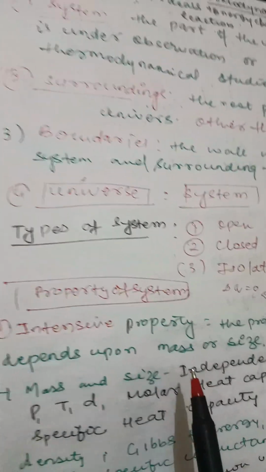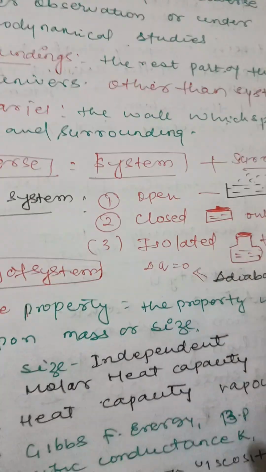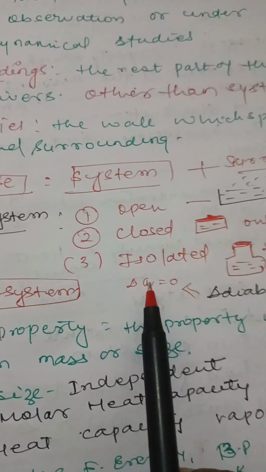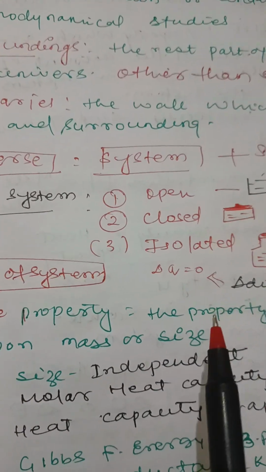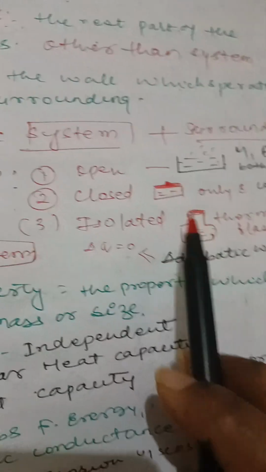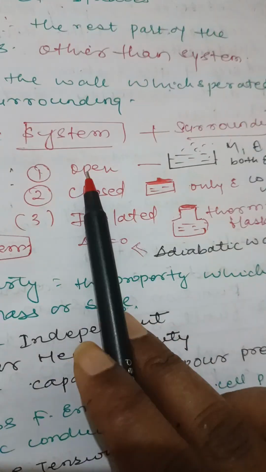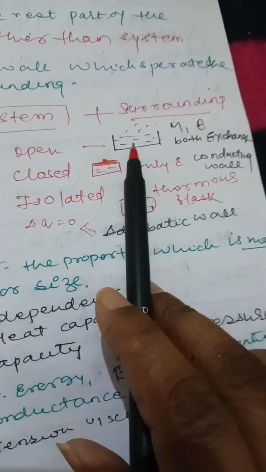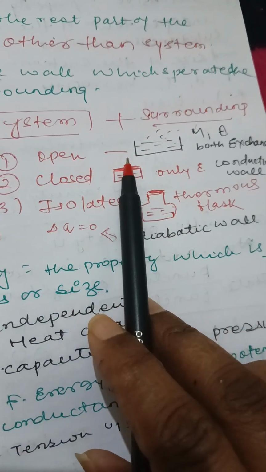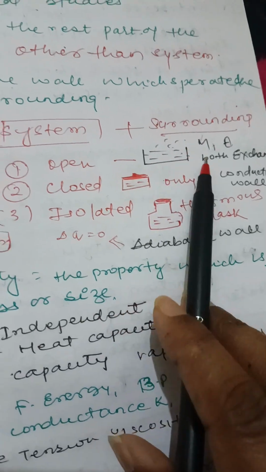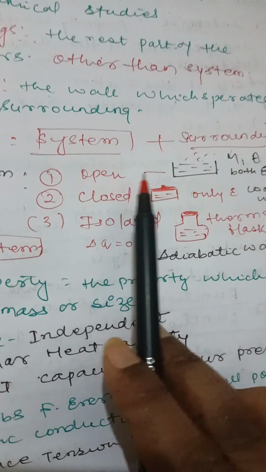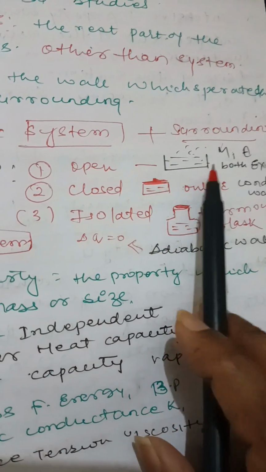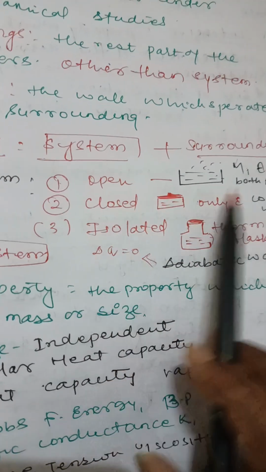Now I am going to discuss types of system. The types are open system, closed system and isolated system. One by one, first the open system: a system which can exchange both energy and matter with the surrounding is called an open system.